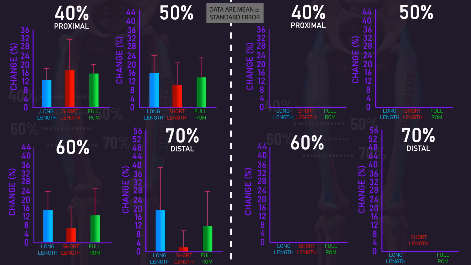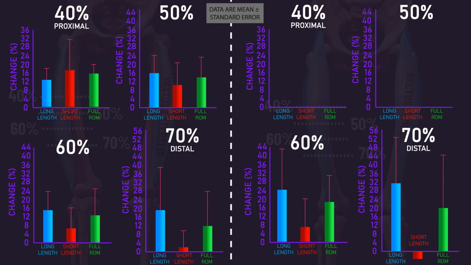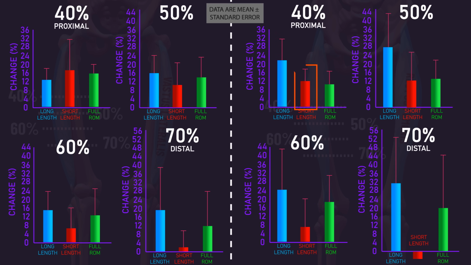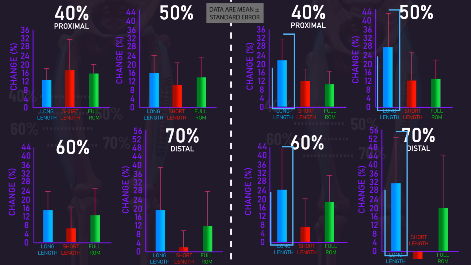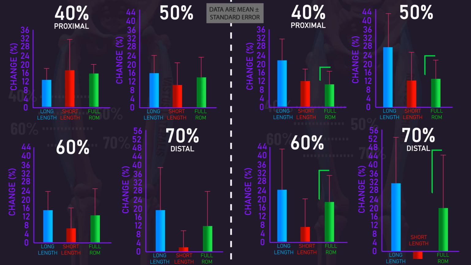With the rectus femoris, again consistent with the research we've seen, the partials at short lengths produce notably lower growth at the 60 and 70% regions, but were fairly decent at growing the 40 and 50% regions. When focusing on the comparison between the partial at long length and full range of motion, we can actually see that in all regions the growth favored the long length partials, with the biggest difference at the 50 and 70% regions.